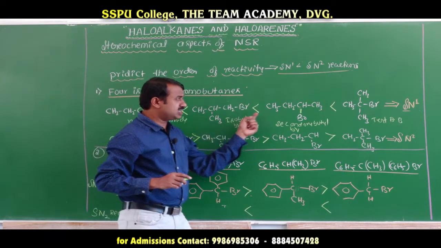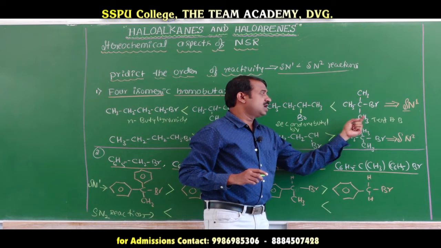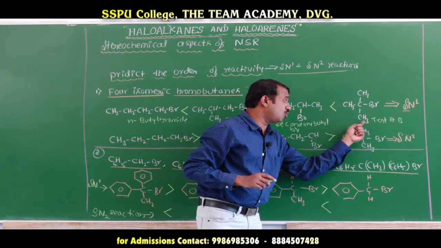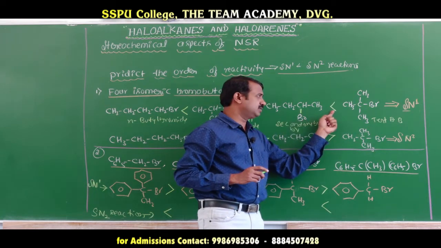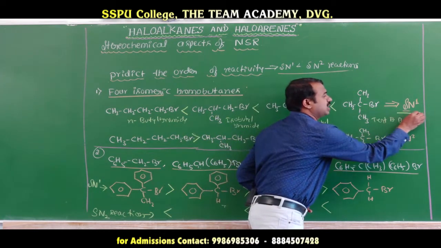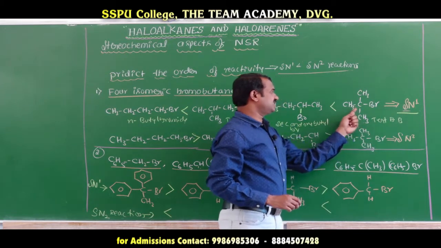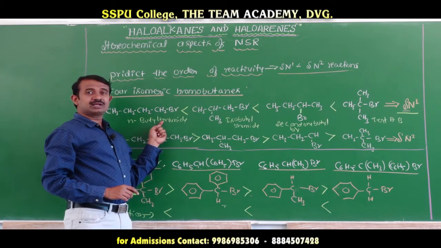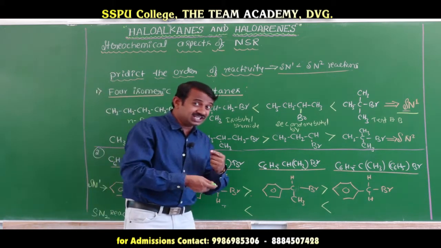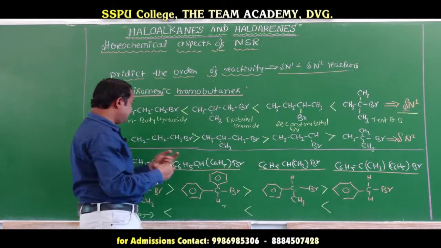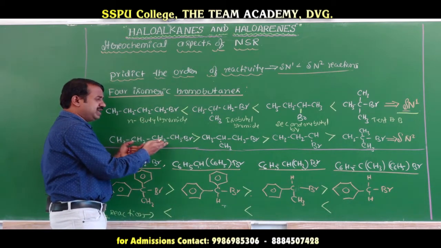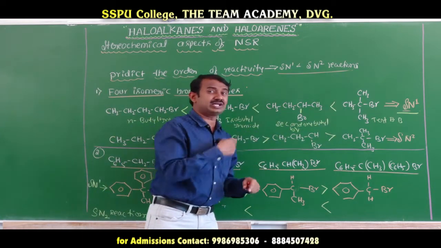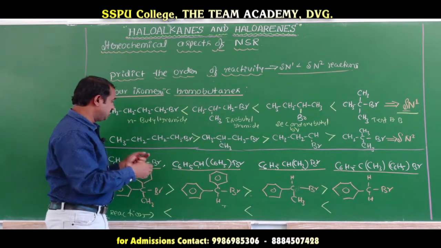Next, coming to tertiary butyl bromide. Tertiary butyl bromide is more reactive than secondary butyl bromide. That's why this is an SN1 reaction. SN1 order means tertiary, secondary, then isobutyl and normal butyl bromide. But for the SN2 reaction, it is the reverse in nature. For SN1 the order is reversed in SN2, where normal butyl bromide is more reactive.